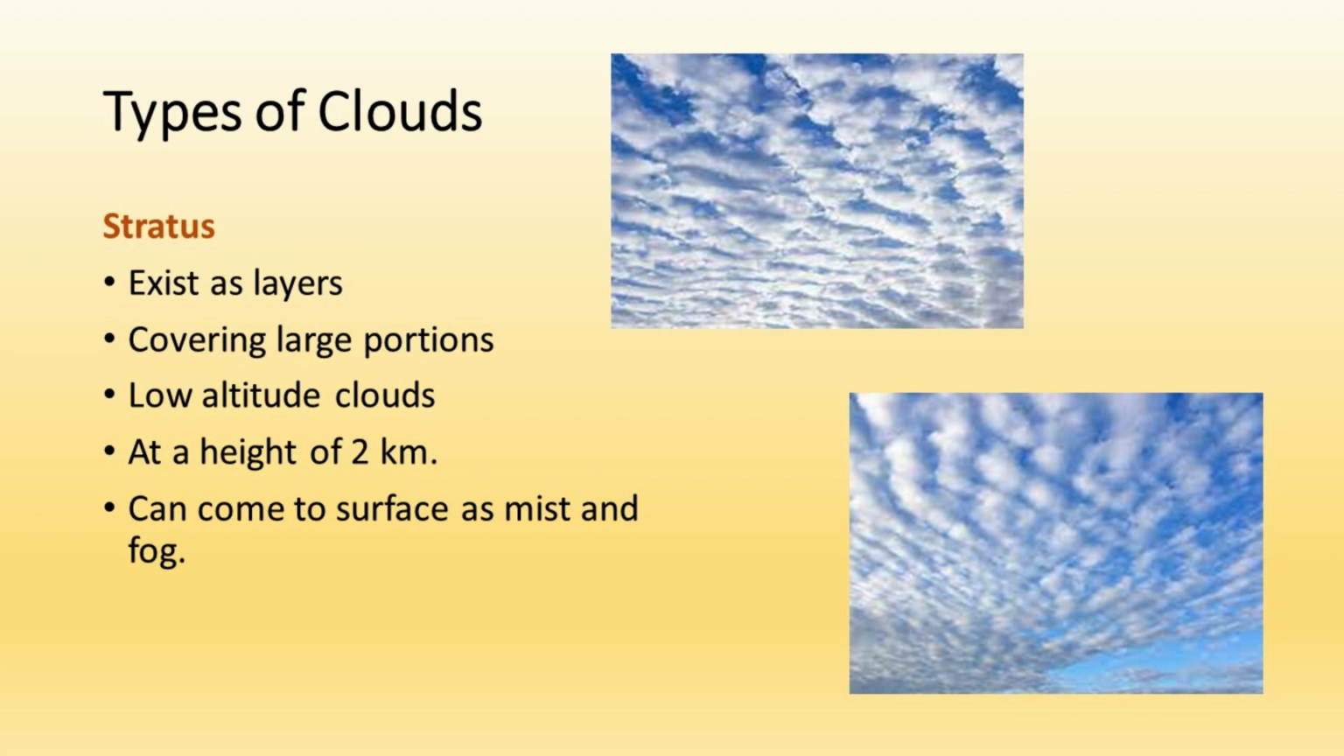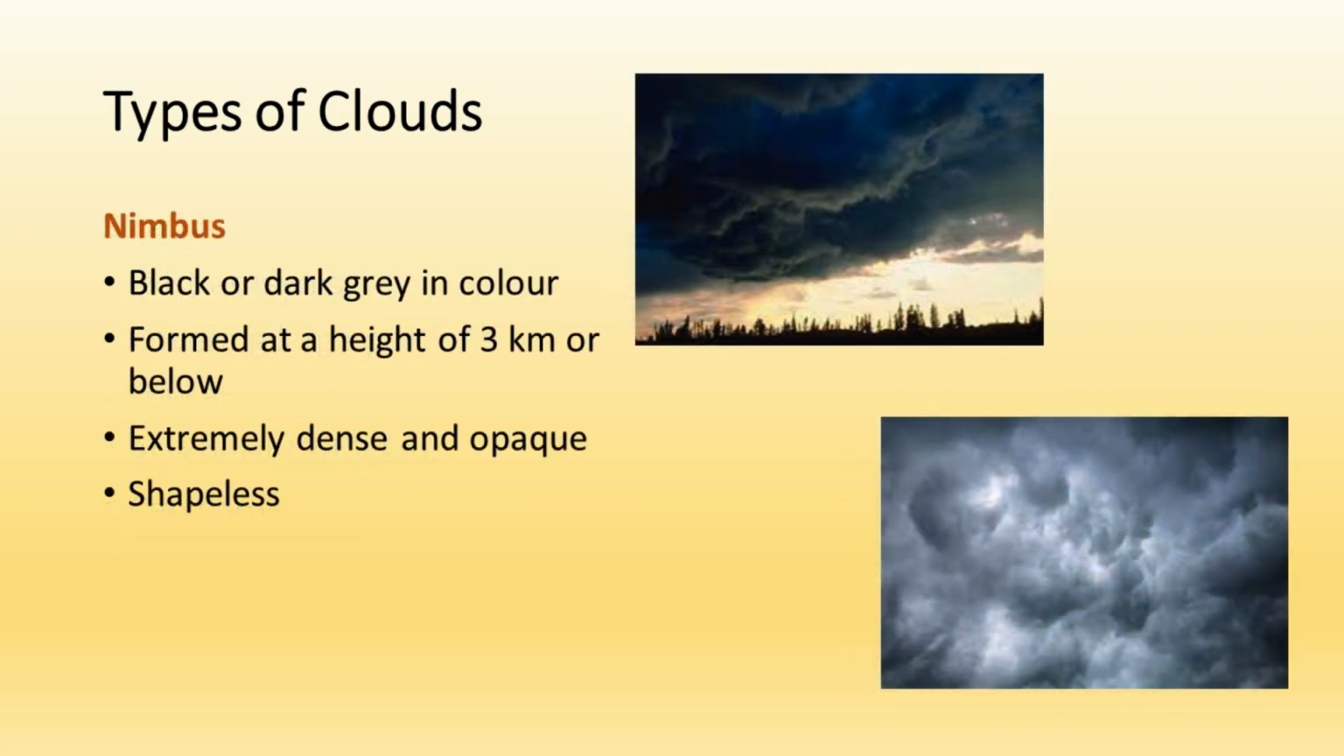The third one is stratus clouds. They exist as layers covering large portions of the sky. They are also called low altitude clouds. They exist at a height of 2 km. They can come to the surface of Earth in the form of mist and fog. They block sun rays. The last one is nimbus cloud. They are black or dark grey in color. They exist in the form of layers. They are also formed at lower altitudes, around 3 km or below. They are extremely dense and opaque to the rays of the sun. They are shapeless but rich in water vapor.